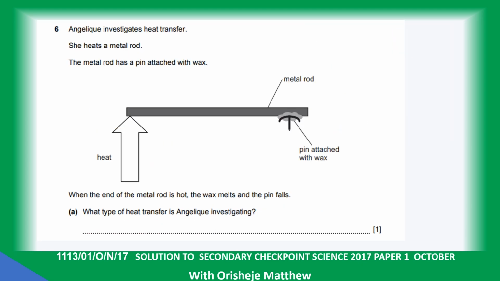Angeli investigates heat transfer. She heats a metal rod. The metal rod has a tin pin attached with wax. When the end of the metal rod is hot, the wax melts and the pin falls off. What type of heat transfer is she investigating? Conduction.